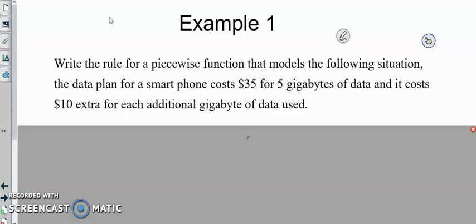It says, write a rule for a piecewise function that models the following situation. The data plan for a smartphone costs $35 for 5 gigabytes of data, and it costs $10 extra for each additional gigabyte of data used. So each gig above that 5 gigs, you're going to have to pay money for it.